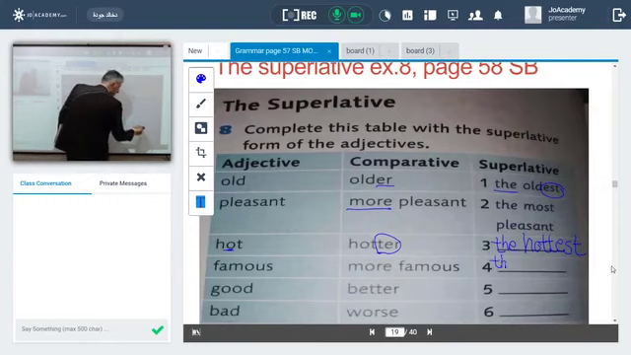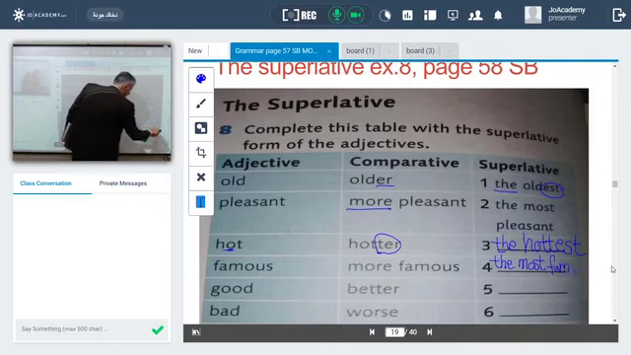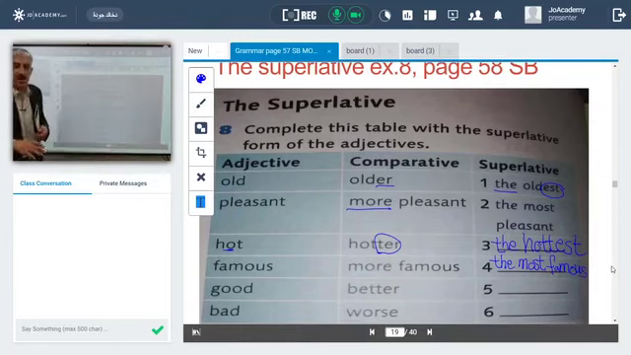The most famous means it is the most famous. Like for example, remember one example. Messi is the most famous player in the world. The most famous player. So I compared between this player and all the players in the world, or football players.